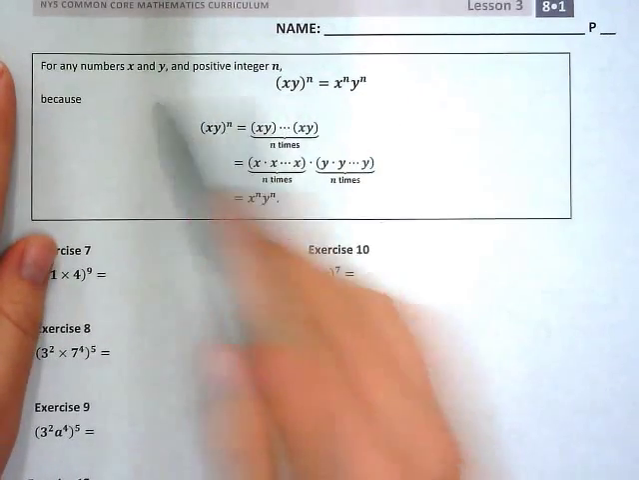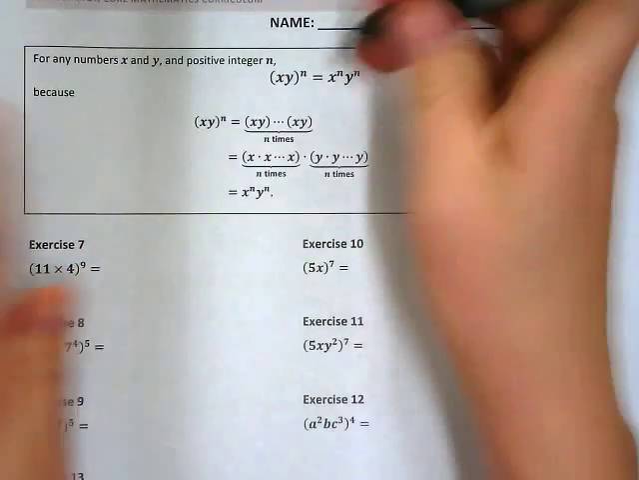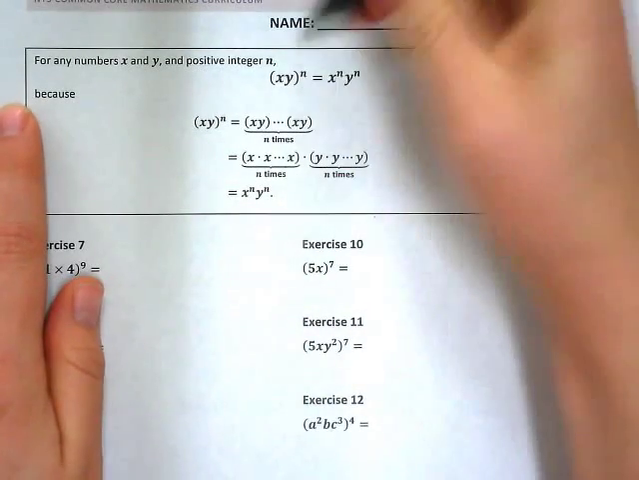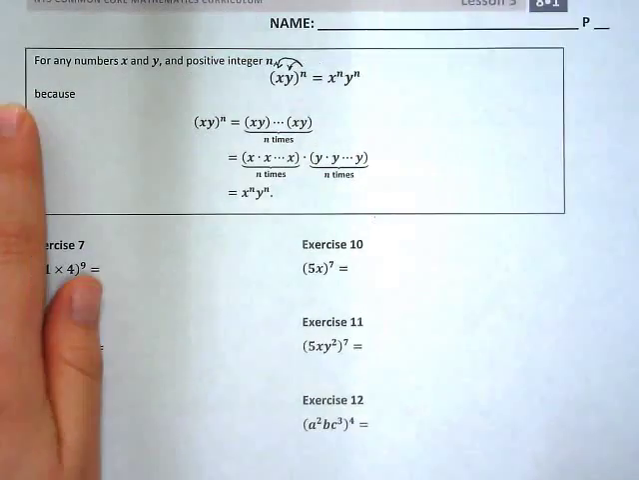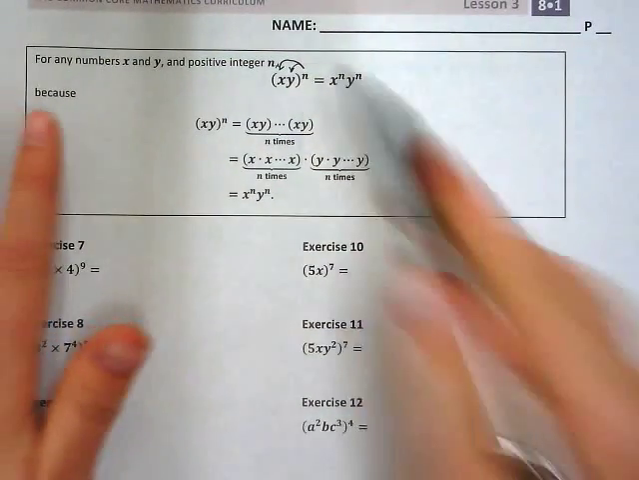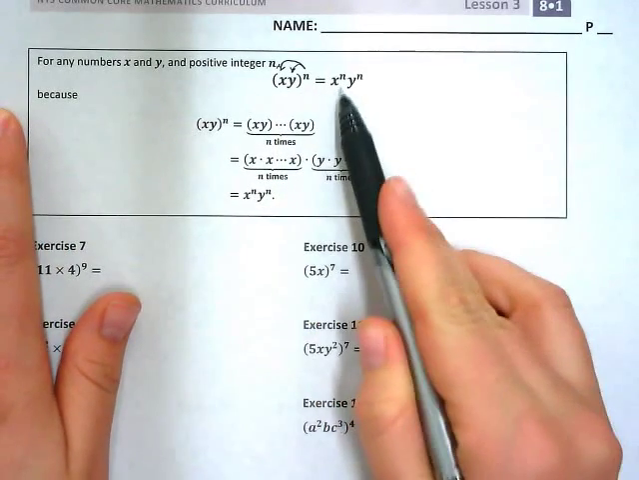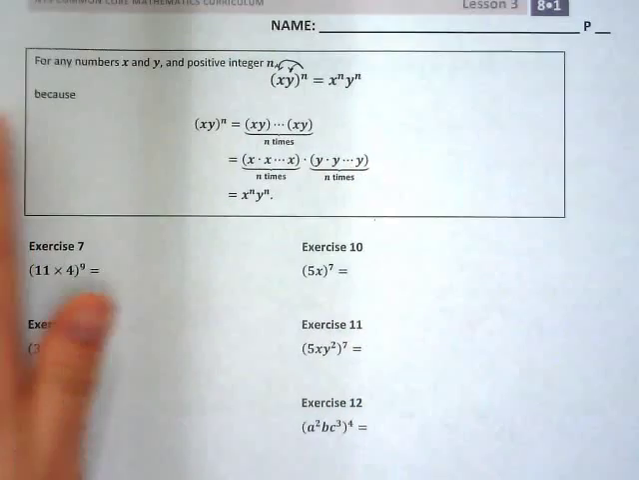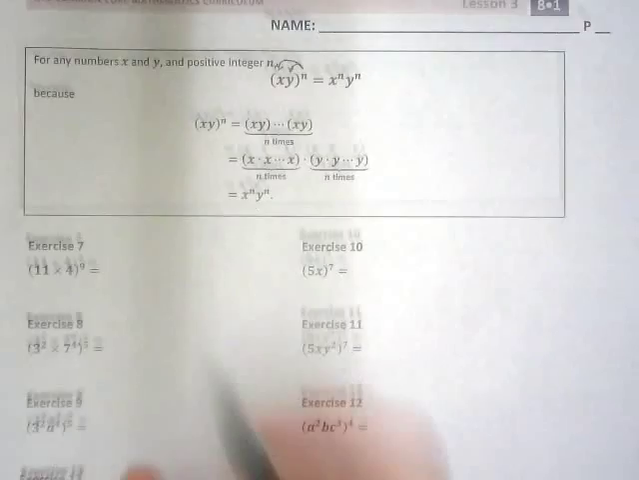If we have x to the y, with x and y in parentheses, and then we have an exponent, we can apply that exponent, go ahead and draw these arrows like I am, to both things inside of the parentheses. So this exponent applies to the x and it applies to the y. So you could rewrite it as x to the n times y to the n. So let's do some examples of this.